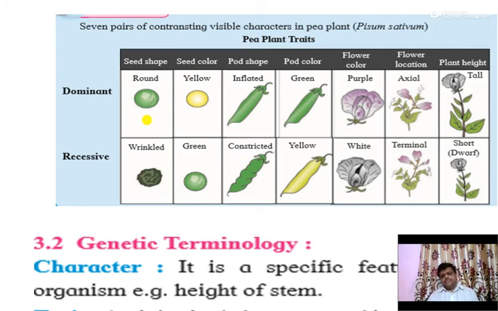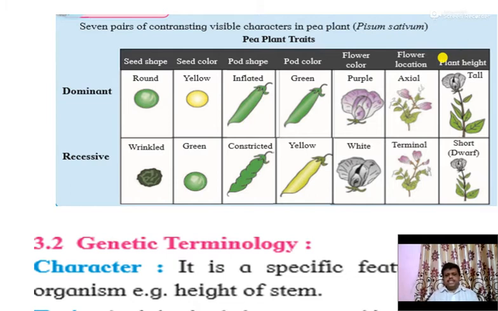Character is a feature of an organism, for example, height of stem. So this is character. You can see other characters: the seed color, pod color, pod shape, flower color, flower location, and plant height. These are different characters.